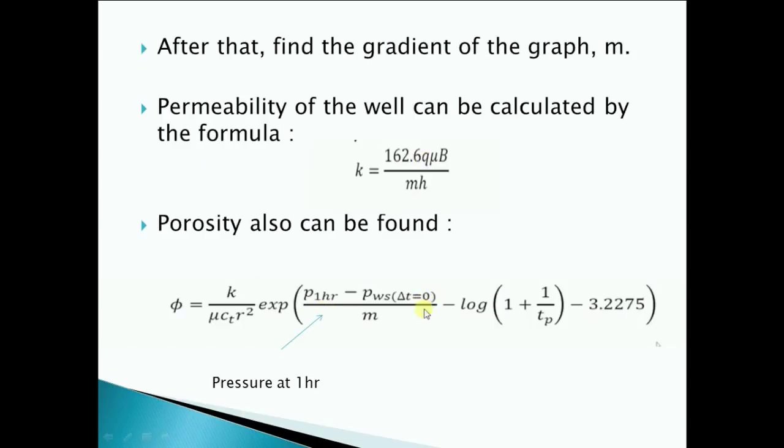Then divide by the gradient of the graph, minus log of (1 over the producing time tp), minus 3.2275 close bracket, and by that we can calculate the porosity and permeability of the well in case 2. So that's all for my part. I proceed with the next part.